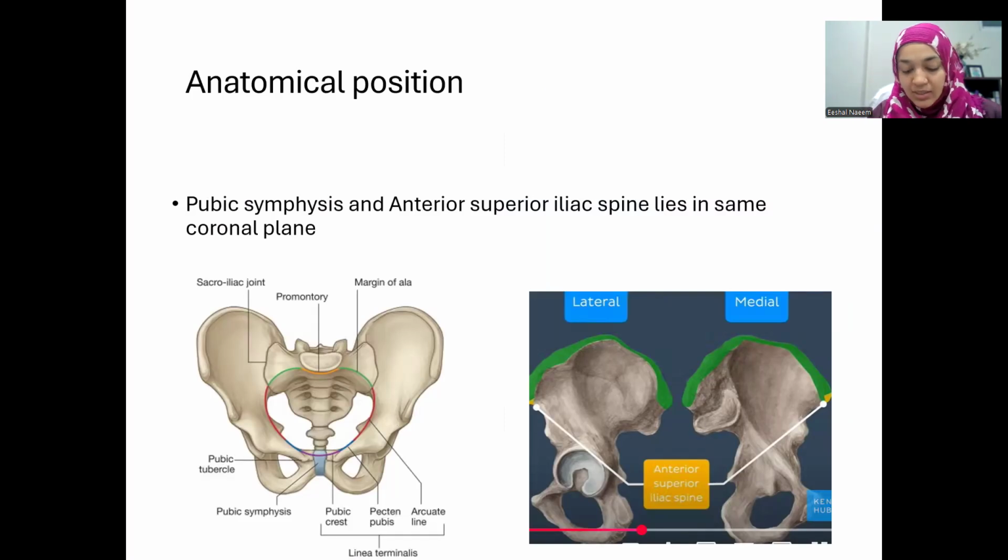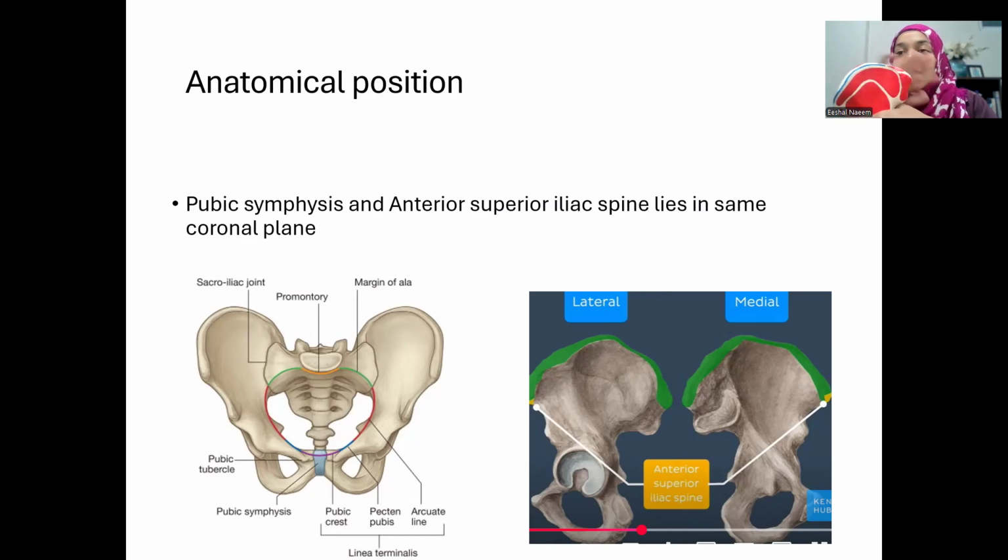In whichever side of the body the bone belongs to, try to hold that bone in that hand so as to not get confused while explaining the bone in the viva. So the pubic symphysis and anterior superior spine lie in the same coronal plane. As you can see, this pubic symphysis and this anterior superior spine lie in the same coronal plane.